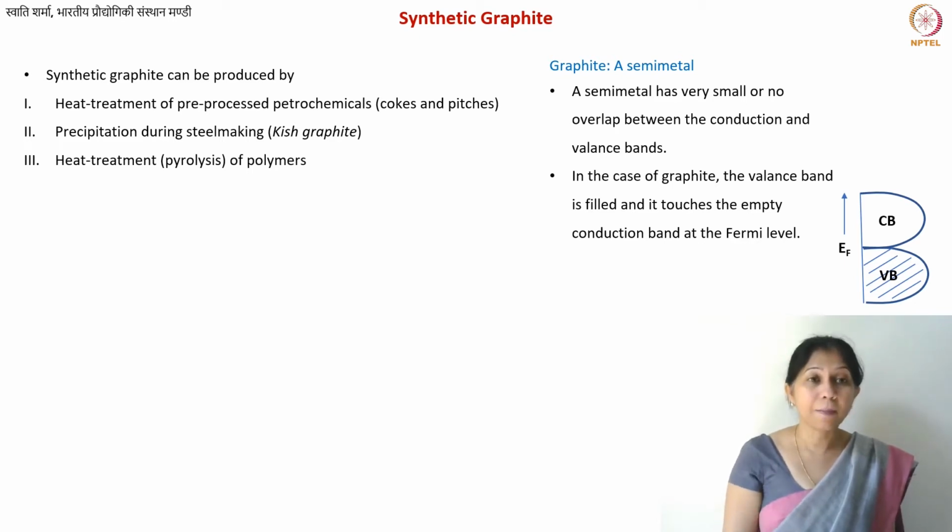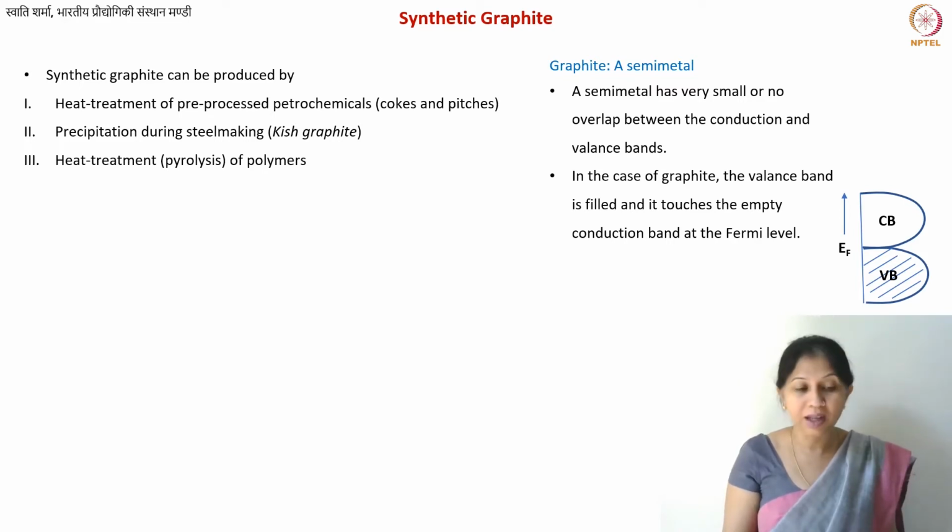Okay. Heat treatment of polymers. I said heat treatment of petrochemicals, and then heat treatment of polymers also. There are minor differences, because when you're heat treating the polymers, in terms of the process, you have pretty much the same processes, but in terms of what should be the chemical structure of your precursor, in the case of polymers, you need to learn a few different things, and not all polymers will give you graphite. So this is the third method that we'll talk about.